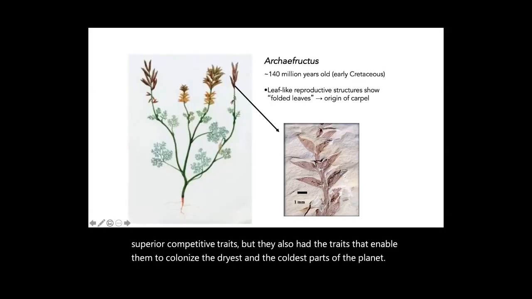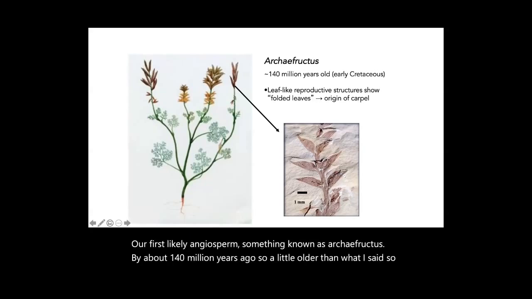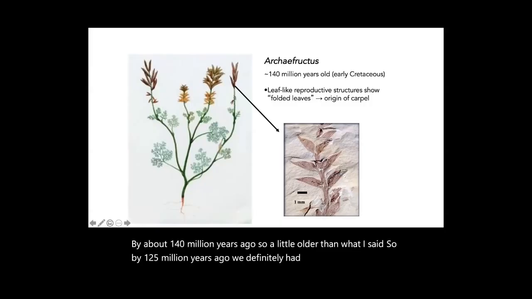Okay. Our first likely angiosperm is something known as Archaeophractus by about 140 million years ago. So a little older than what I said. So by 125 million years ago, we definitely had angiosperms. Our first fossils started coming around 140 million years ago, the early Cretaceous.